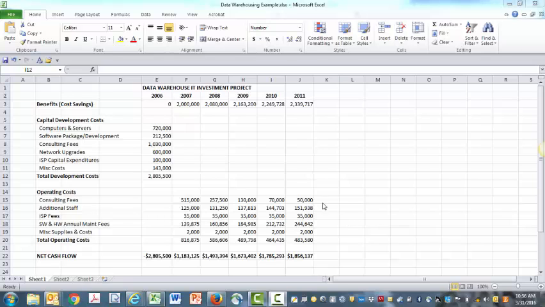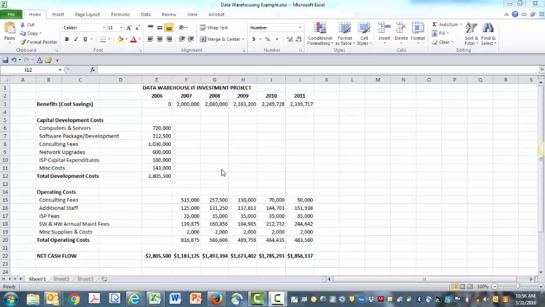Okay, your exercise for this module: you've been asked to compare and do an analysis of two projects, a CRM project and a data warehousing project, to determine which is the best project to fund. And as we know, there are two components to this analysis. One is the financial analysis, and the other is the strategic business case, which covers more the qualitative factors in terms of which is a better investment.